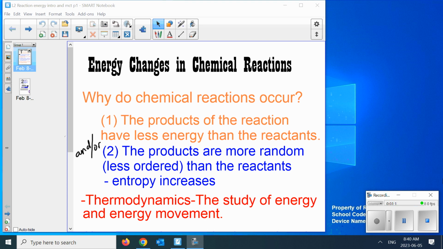The products are more random or less ordered than the reactants. We have a word for this concept, entropy, and it's kind of a mathematical concept. But we won't get into how to calculate it. That's physics. Well, it's related. But anyway, that's what we have. Now, when we study energy in chemical reactions, we call it thermodynamics, the study of energy and energy movement. It's not just reactions, but we're going to focus on thermodynamics with chemical reactions.